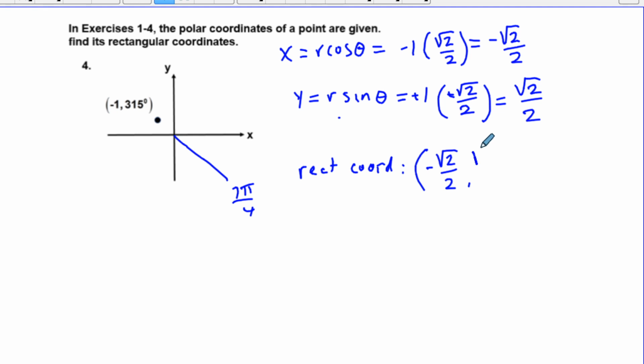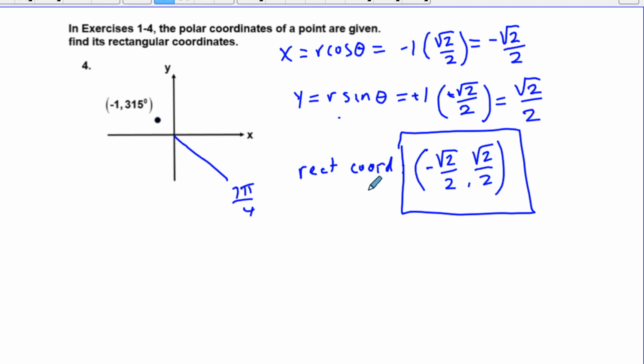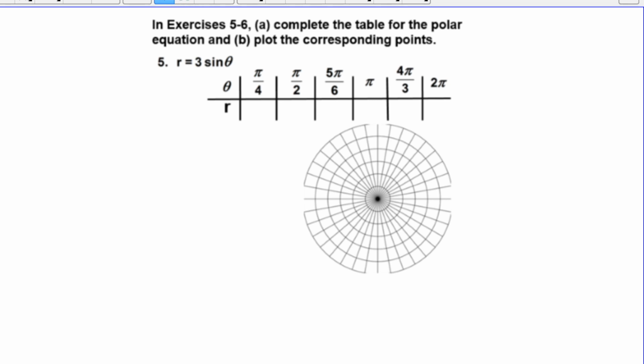Comma square root of 2 over 2. So that'll be that one. And if you just use a calculator, you'll get a decimalized answer. And if you do that, that's no tragedy. Okay, let's go on to number 6.